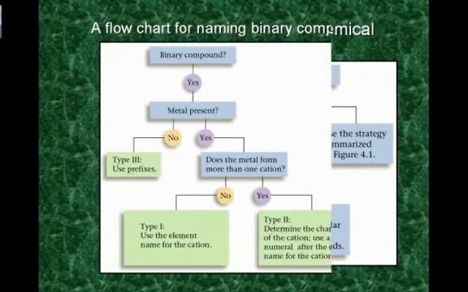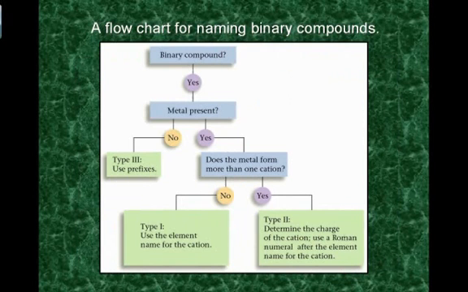Now, if it is a binary compound, does it have a metal in it? And if it has a metal in it, then you need to determine whether it has a transition metal, because if it has a transition metal, you need to use a Roman numeral in the name. If it does not have a metal present, then you're simply using the prefixes that we just discussed. So this flowchart and the previous flowchart are supposed to help you stepwise figure out which set of rules you should be following.